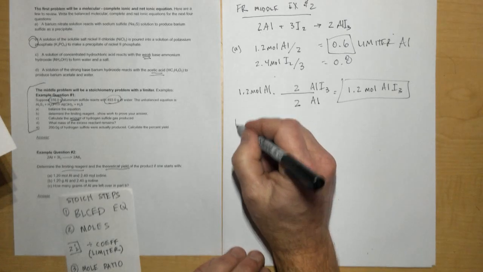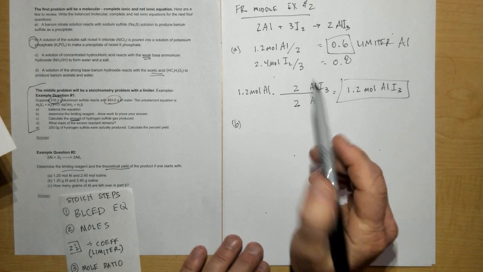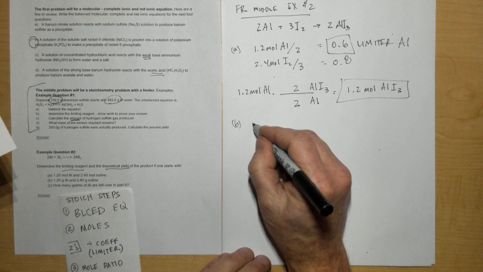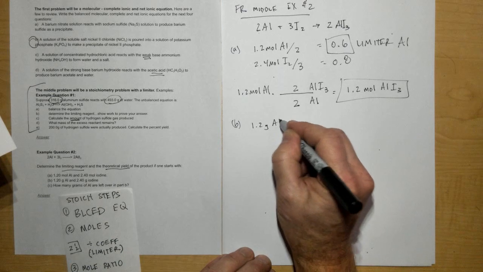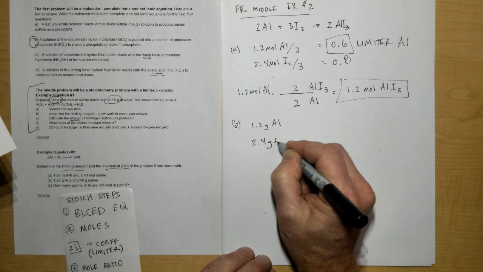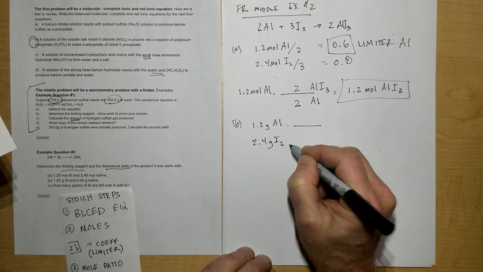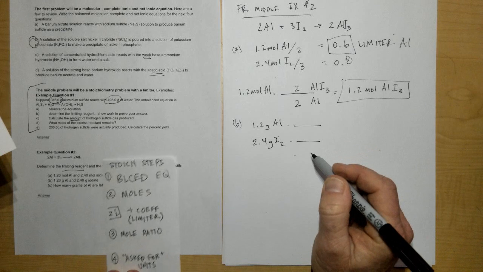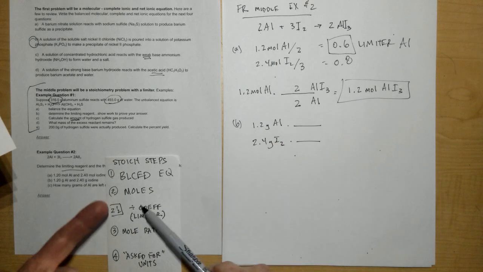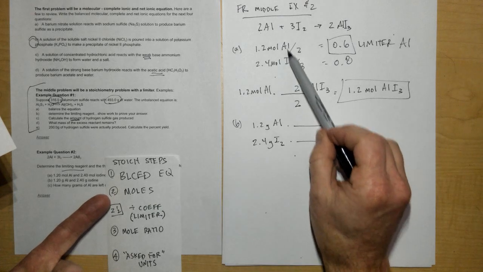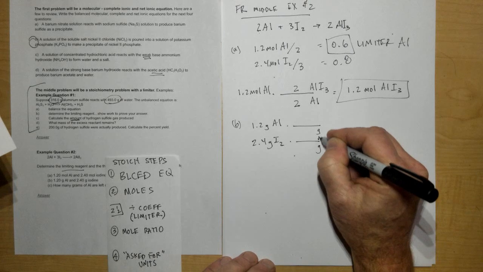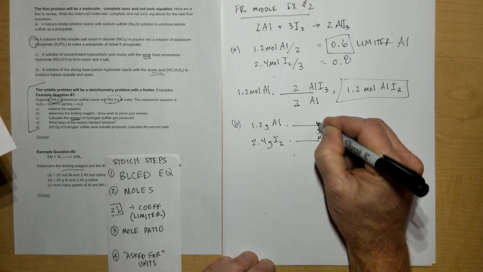Okay? In letter B, it's the same problem, but now I don't start with moles, I start with grams of each one. So I have 1.2 grams of Al and 2.4 grams of iodine. And so my first step now changes. Well, I'm sorry, second step, because my first step is to write the balanced chemical equation. I have to convert to moles. Here I did not have to convert to moles because I was given that. So I put grams in a position where it's going to cancel. Moles is my new set of units.